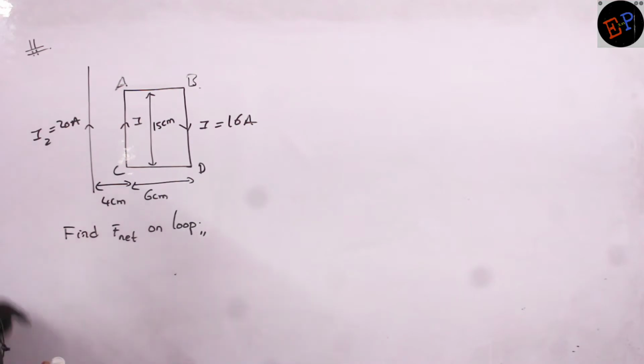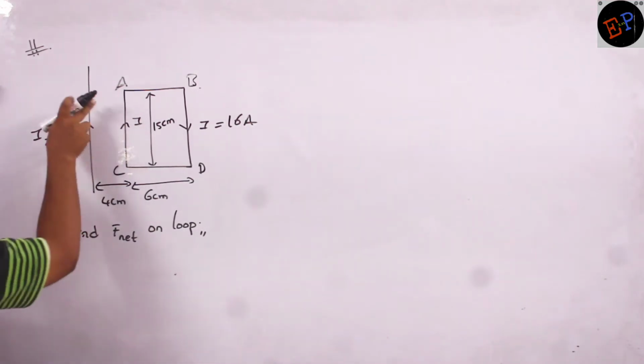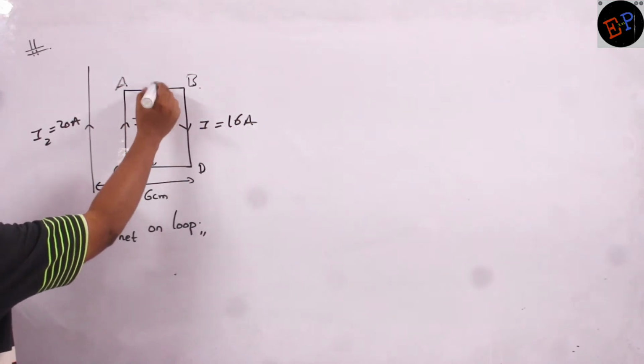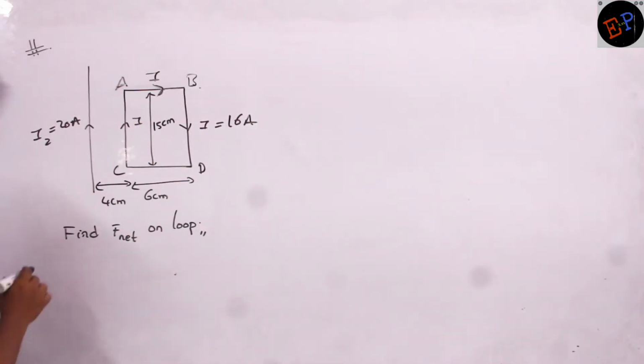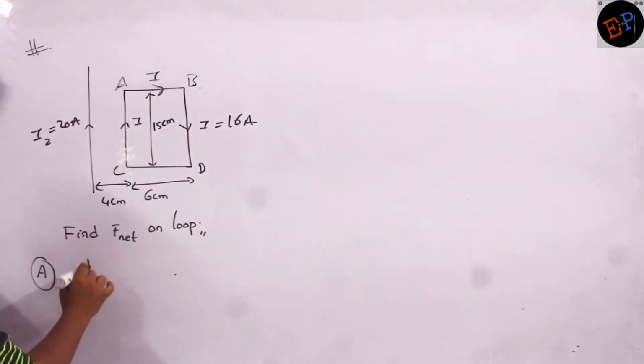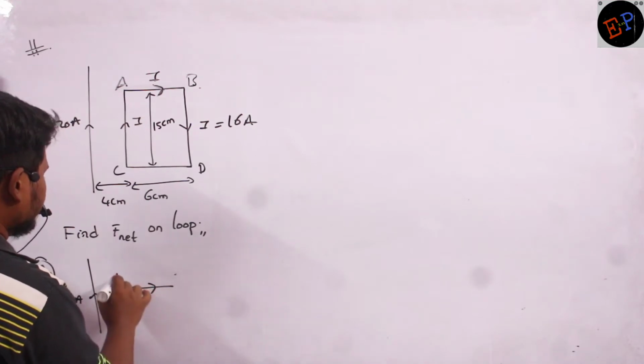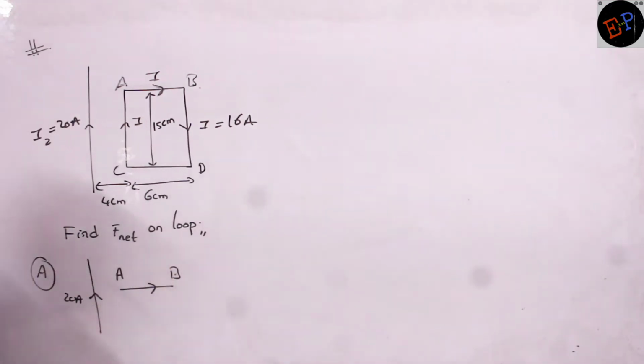So what I will do is, first I will take this wire and this wire. Or you can take any wire. In this wire, what is the direction of current? This is the direction of current. Are you able to understand? So therefore, this is the current carrying conductor. It is carrying 20 amperes of current. And I will take only length AB. Are you able to understand?